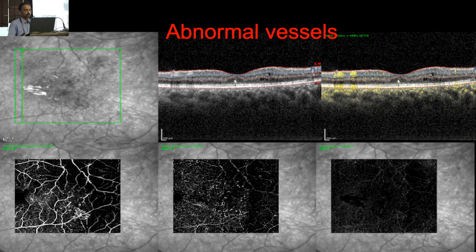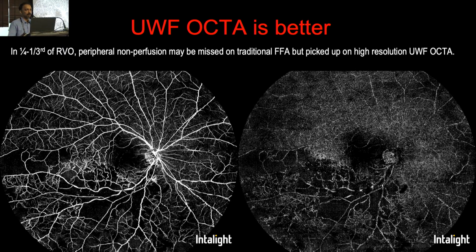Now, OCTA is also useful to pick up abnormal new vessels, which can be missed on a casual examination. Like in this patient, there is a posterior pole new vessels. And we now routinely do ultra-wide field OCTA because we now understand that the mid-peripheral ischemia is an important risk factor in these patients. And this may be missed on a conventional fundus fluorescein angiography.